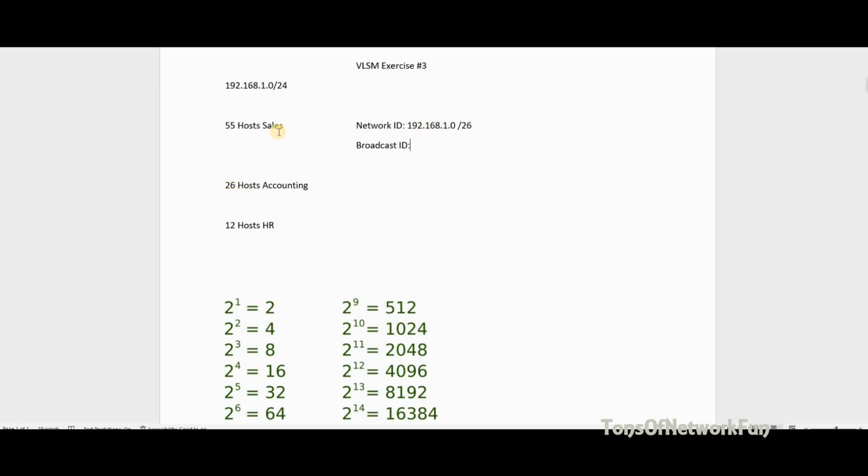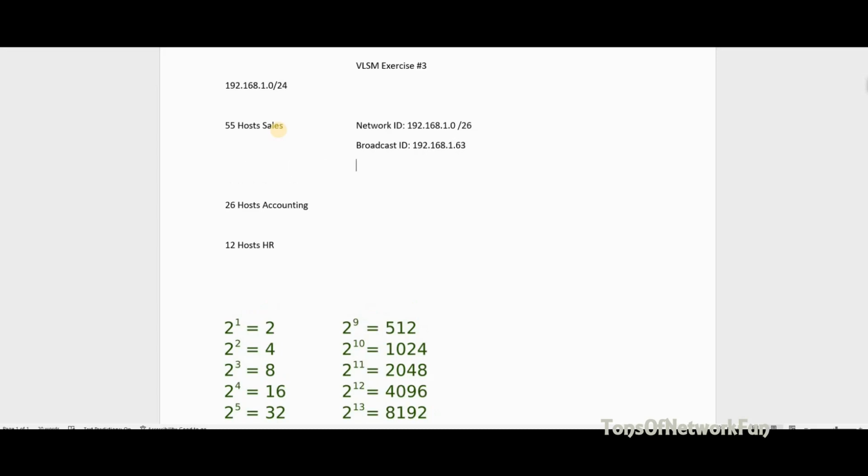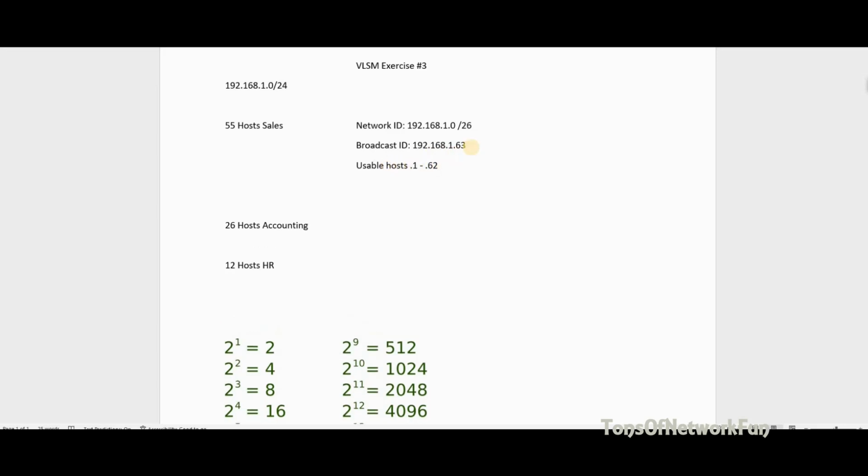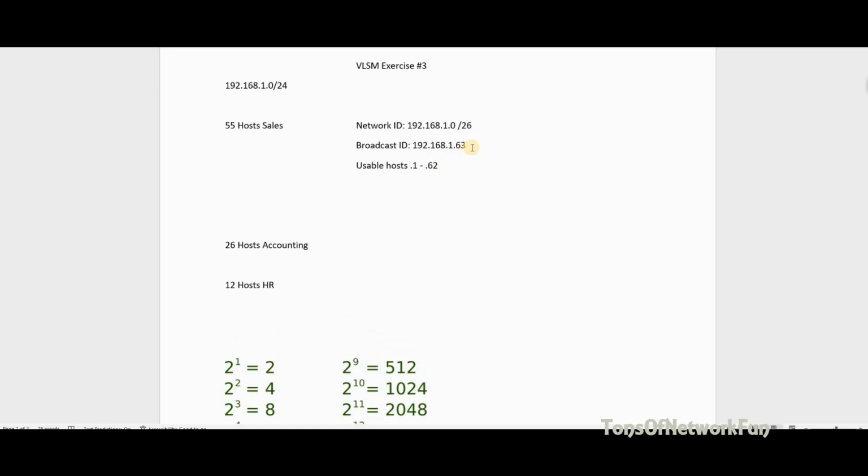So for this subnet, the broadcast ID is going to be 192.168.1.63. Now usable hosts. It's very easy. What's between 0 and 63? So that's .1 until .62. So this is the usable host range. So now we need to find out the subnet mask. Subnet mask is basically the /26 written in a different format. That's all it is.